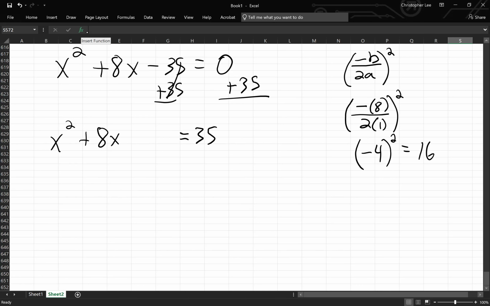You're going to add 16 to both sides of this equation. So add 16. Oh, let me do it on the bottom. I'm going to add 16 over here. I'm going to add 16 over here, right? On the left-hand side, I have x squared plus 8x plus 16 is equal to, what is that, 51? So help me out. What's this going to become?